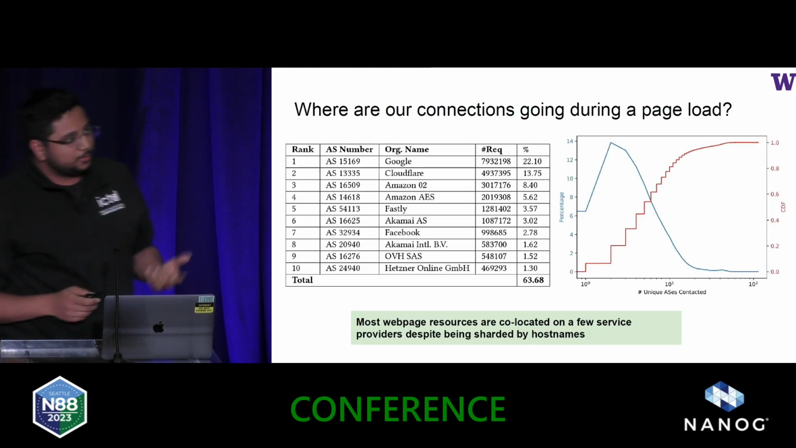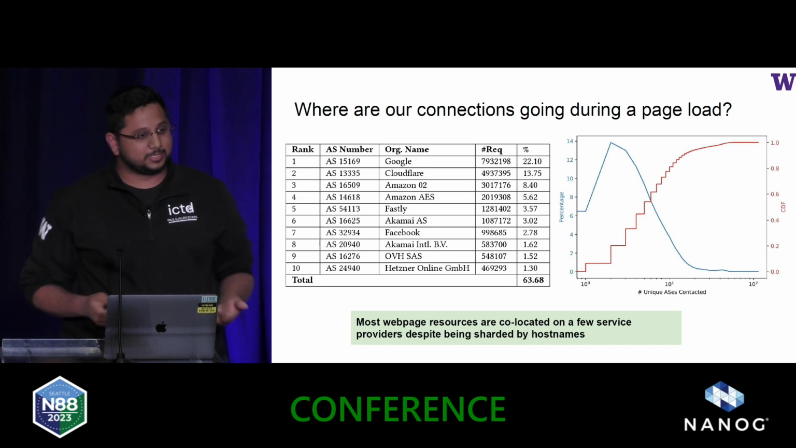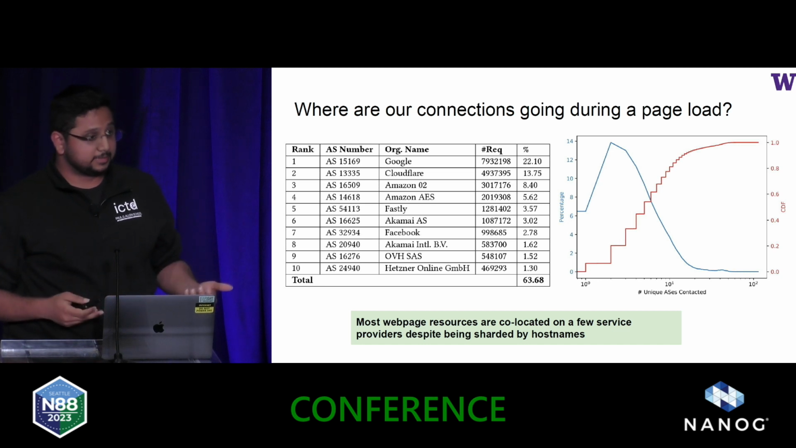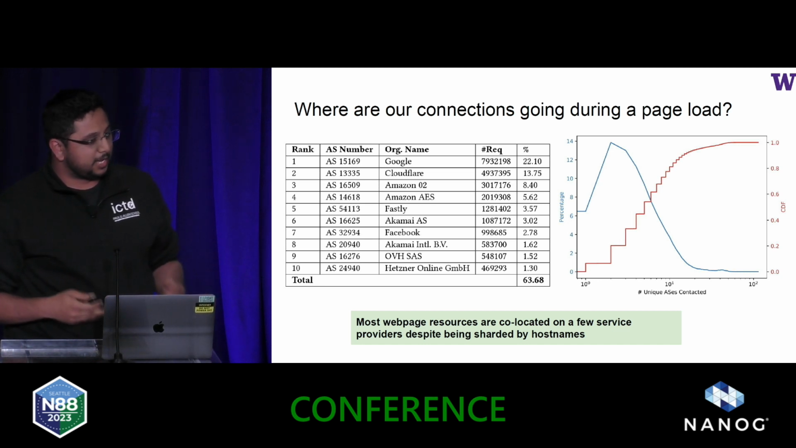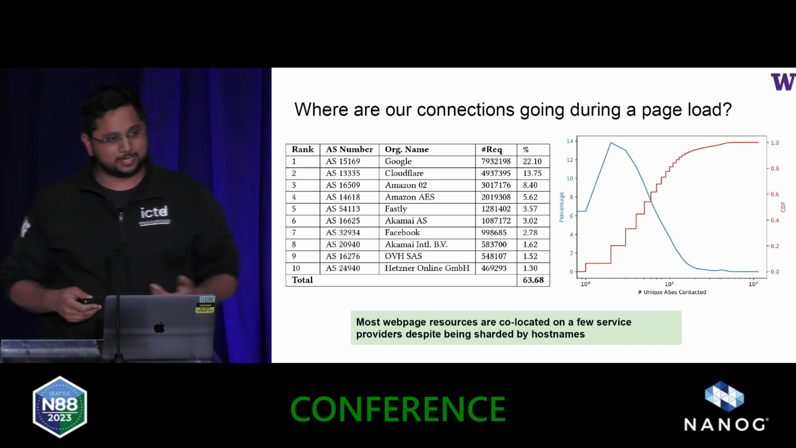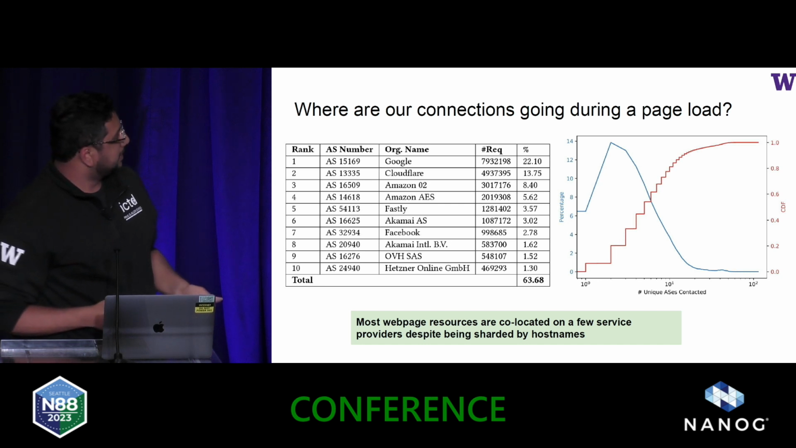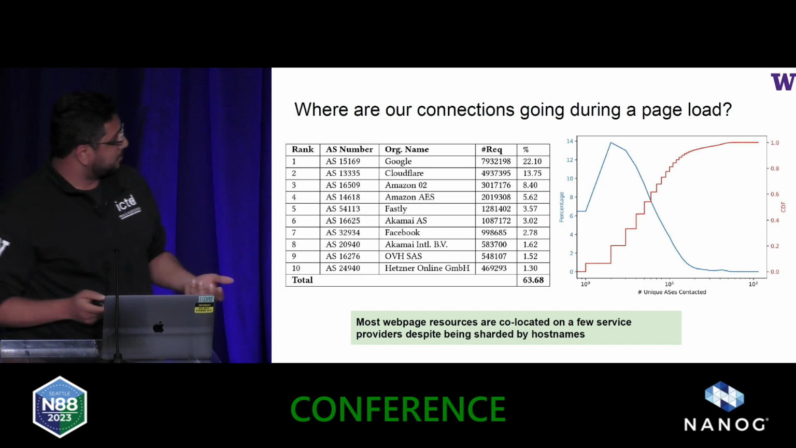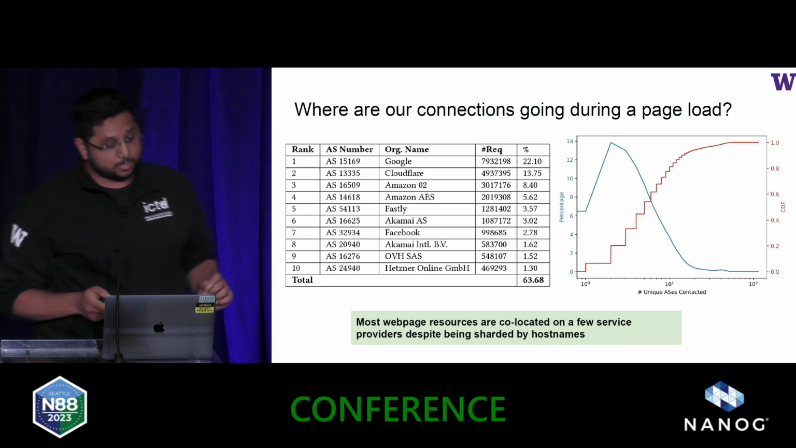Now, the next immediate question that comes to mind is, what happens to the page load time experience when we're using secure protocols like this? And what we found out by scanning the top 500,000 websites in the world is that most of the time we reach the same set of networks for access to resources. And most web pages, despite the fact that they are sharded by hostname, continue to be provided by a small number of network operators out there.